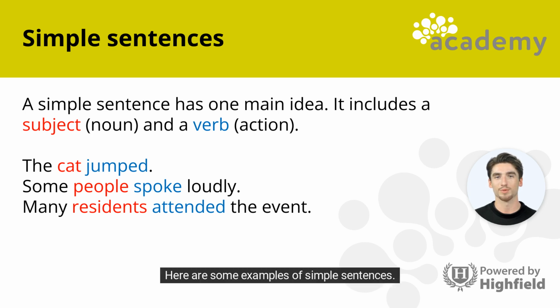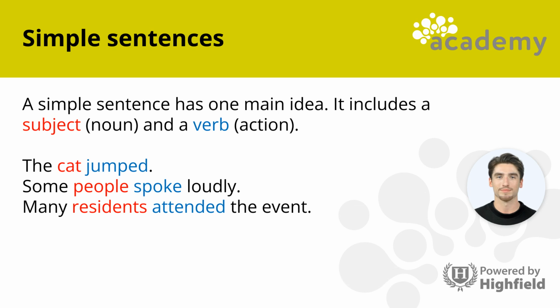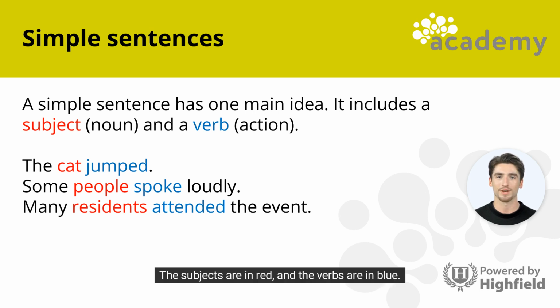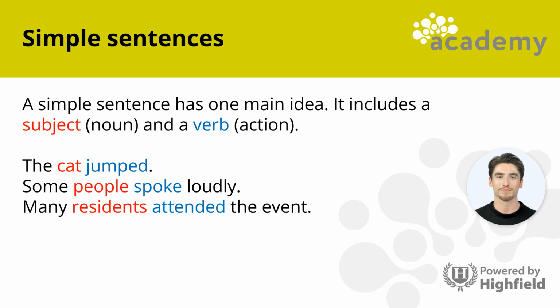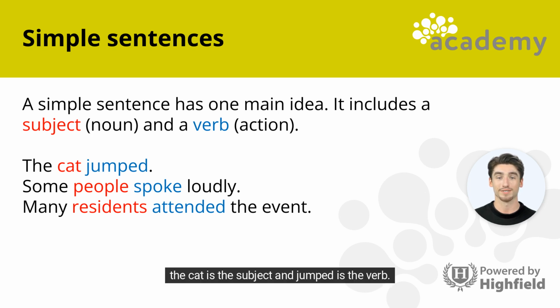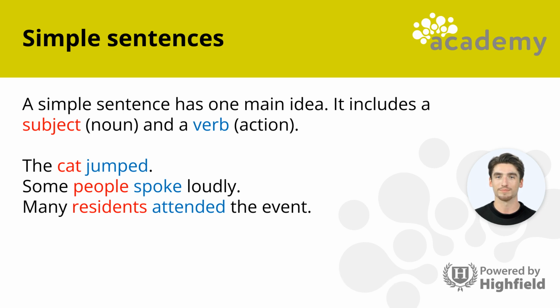Here are some examples of simple sentences. The subjects are in red and the verbs are in blue. The cat jumped. Some people spoke loudly. Many residents attended the event. In the sentence, the cat jumped. The cat is the subject and jumped is the verb.